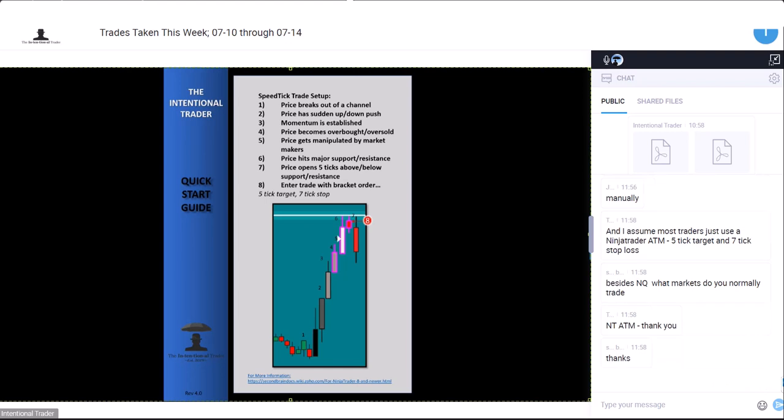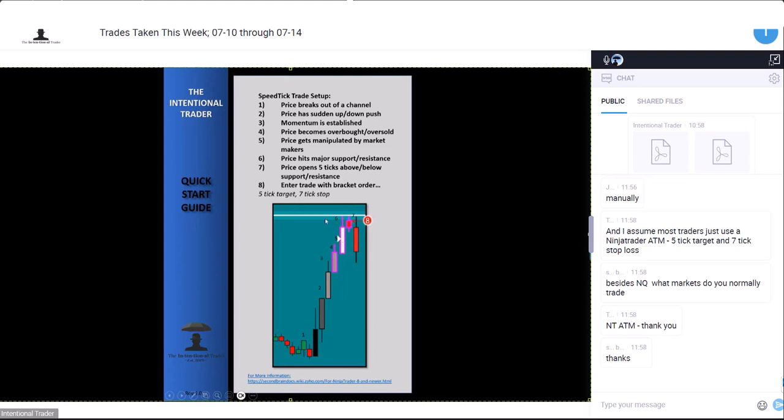All right, now we have a speed tick trade setup that does not require this. In fact, remember I said the speed tick was a real game changer and got me into the game as far as being a full-time trader. This was the trade setup. This was it. I hadn't even started using Divergence. And this trade setup still works really well.